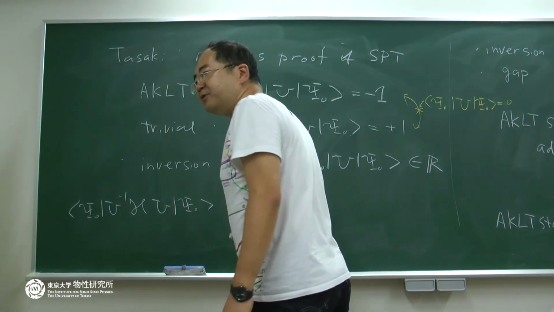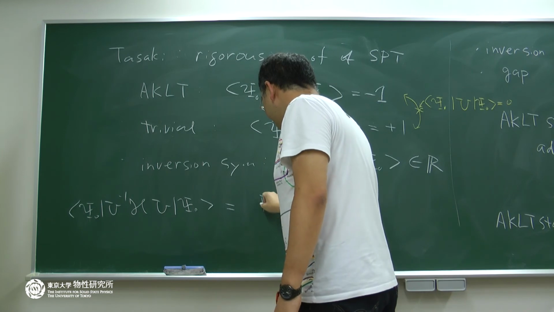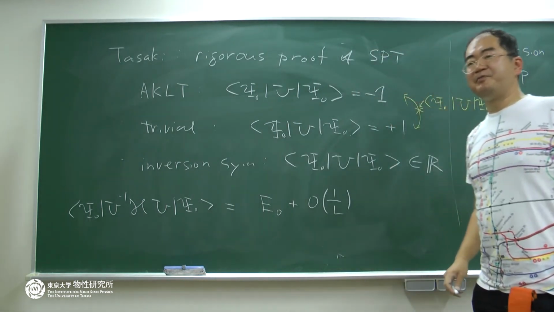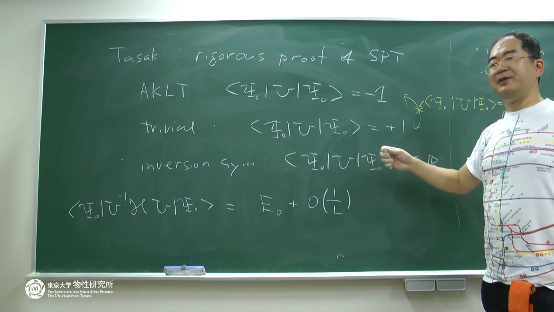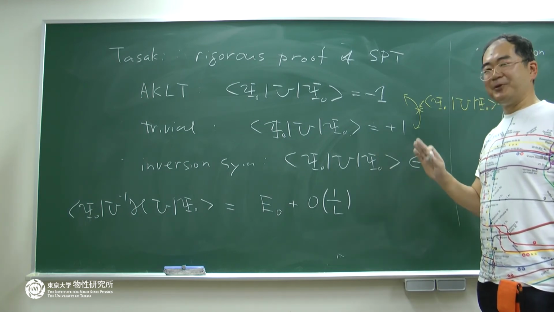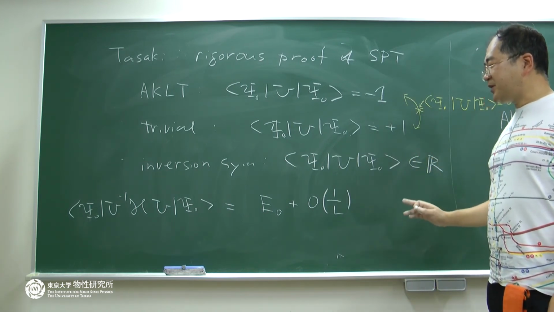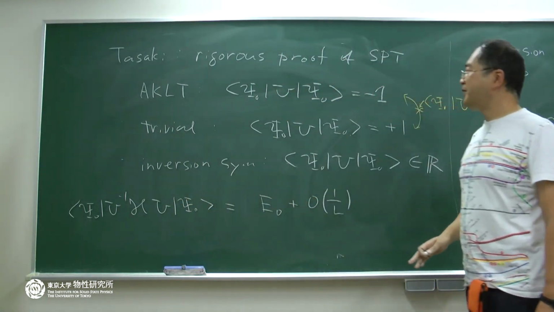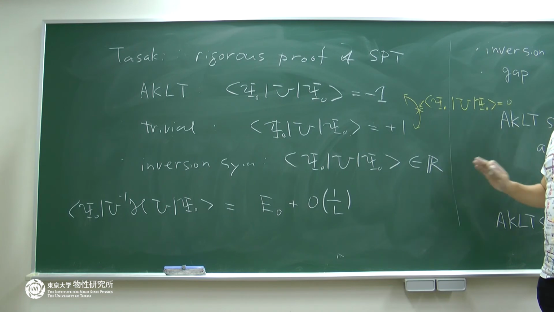If you go back to the original paper of Lieb-Schultz-Mattis, they show that this is the ground state energy plus some order of 1 over L. This is valid for any spin chain with U(1) symmetry. But the Lieb-Schultz-Mattis theorem only works for spin 1/2 or 3/2 and so on, or an incommensurate system, because in general there is no guarantee that U psi 0 is different from the ground state. For a spin-1/2 or spin-3/2 chain, psi 0 and U psi 0 are orthogonal. But for a spin-1 chain, generally, the orthogonality doesn't work.